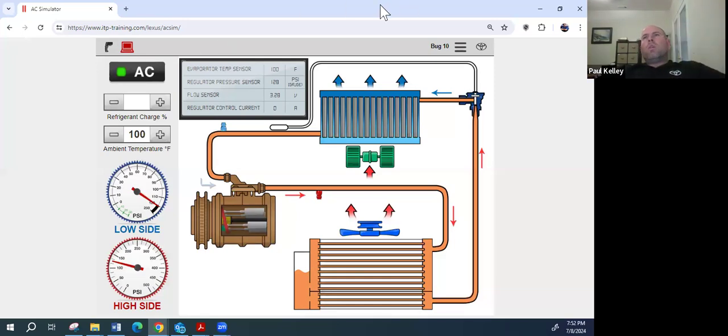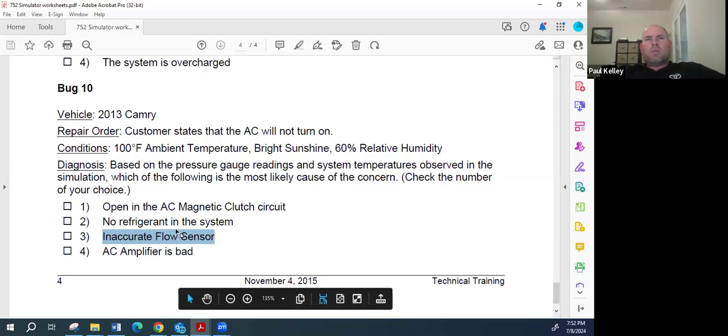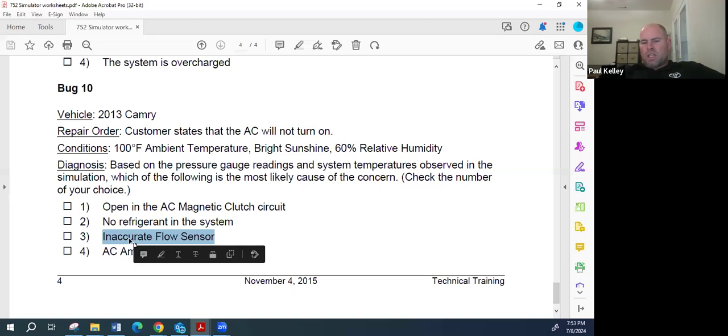All right, so that gets you through all of them. How'd you guys feel? That one, if you followed what I'm saying, we're calling an inaccurate flow sensor. We're not saying an AC amplifier because we can't verify the AC amplifier is bad if the flow sensor is reading inaccurate and the AC amplifier is commanding 0. It's not the AC amplifier's fault. Make sense?